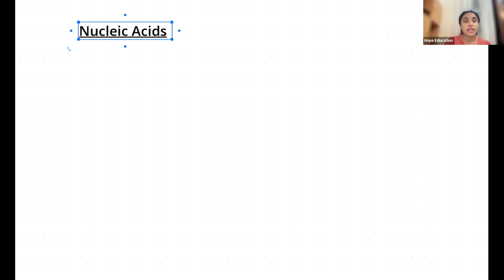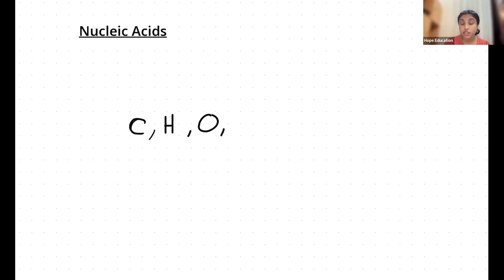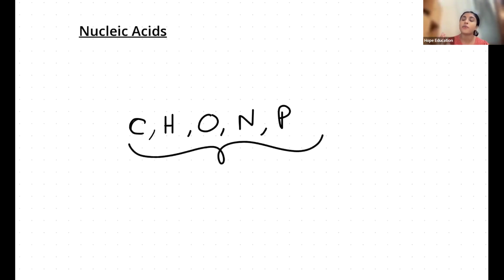Now, in nucleic acids, the elements are carbon, hydrogen, oxygen, nitrogen, and we also have another one called phosphorus. This is like always there, right? So these five are definitely present in all nucleic acids. We say CHONP: carbon, hydrogen, oxygen, nitrogen, and phosphorus, right?